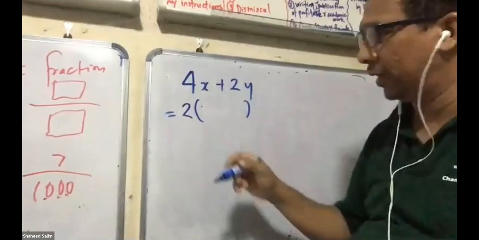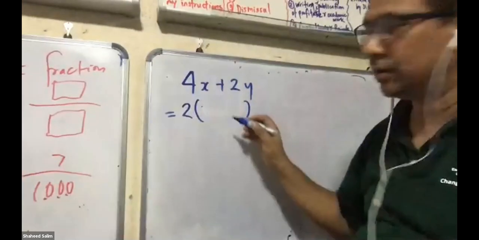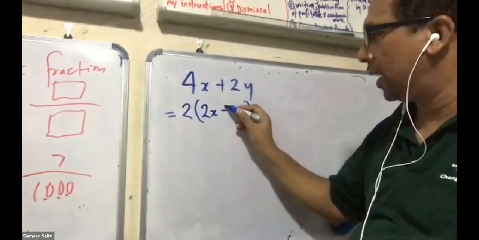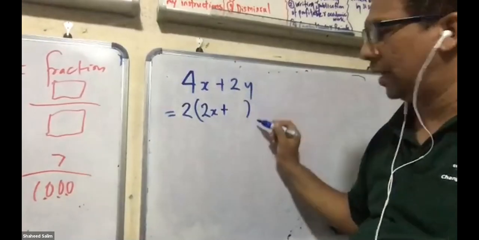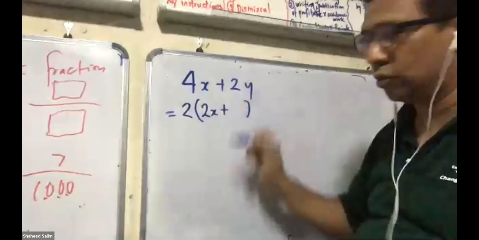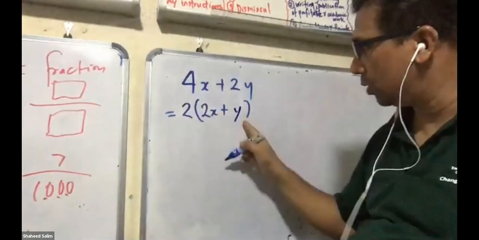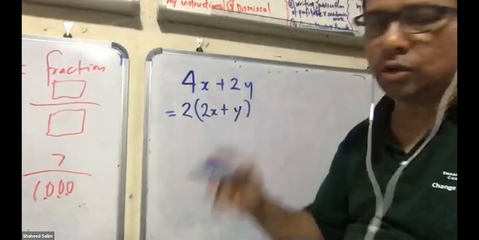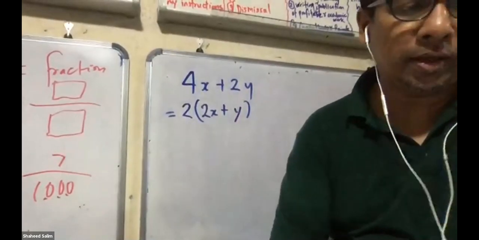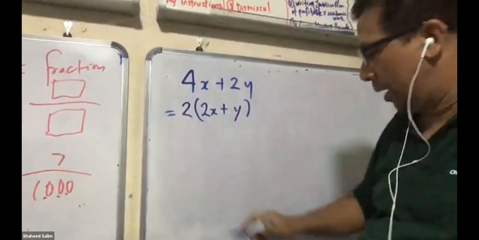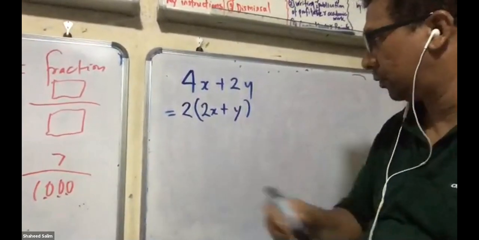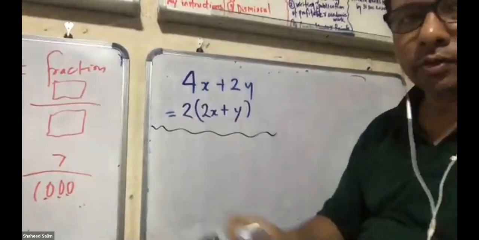What times 2 equals 4x? 2x. I'm factorizing it. 2x. And you put a plus here. What times 2 equals 2y? 2 times y, 2 times y equals 2y. So in this case, you have already factorized. Let's see now. They are asking you now. I'm going to write it in a different color. You can see, right?